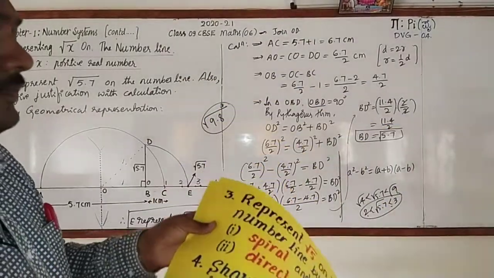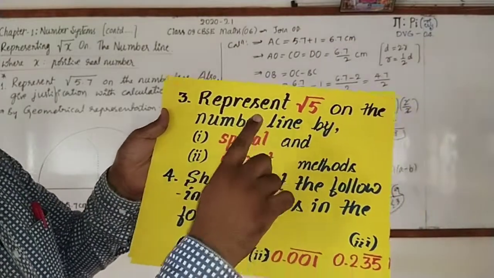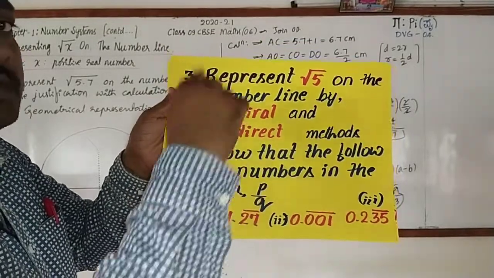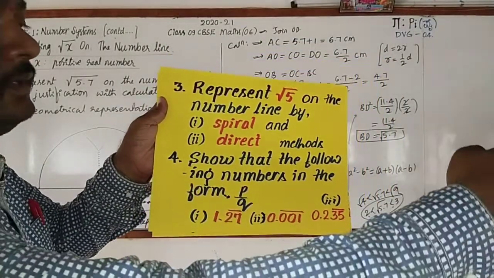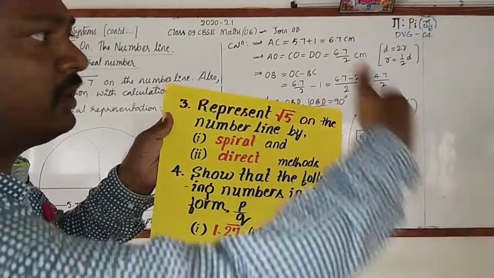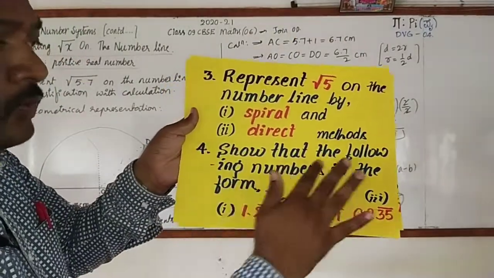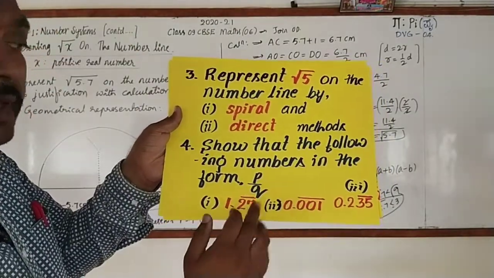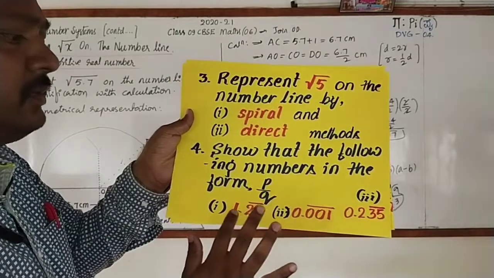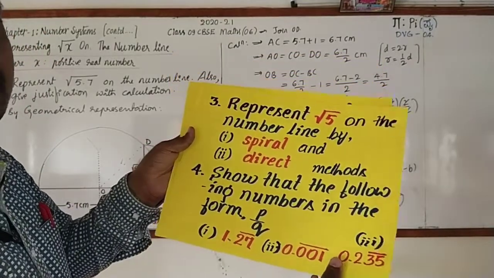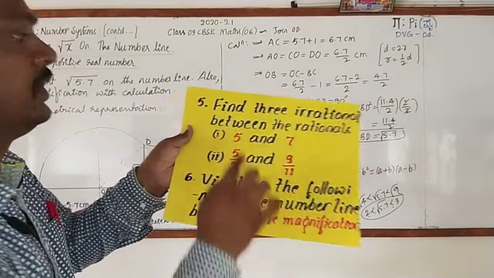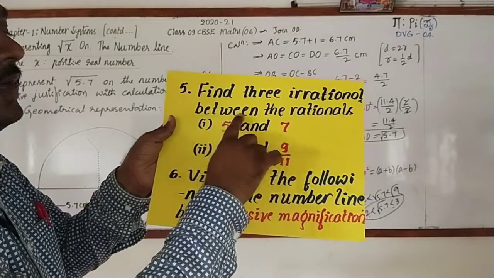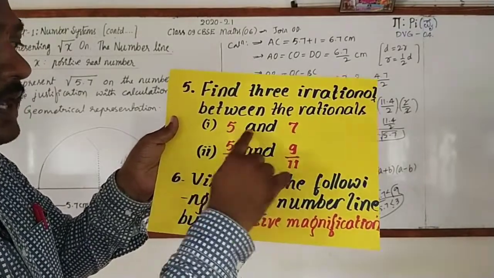Next, third question is, represent square root of 5 on the number line. There are two methods. One is spiral method and second one is direct method. In direct, it may be horizontal or vertical. Then fourth question is also very important. Show that the following numbers in the form of p by q. 100% this will be given in the examination. So these are the numbers. Got it? Next, fifth question. Fifth question is, find 3 irrational numbers on the number line. Irrational numbers between the rational numbers. I have represented them.